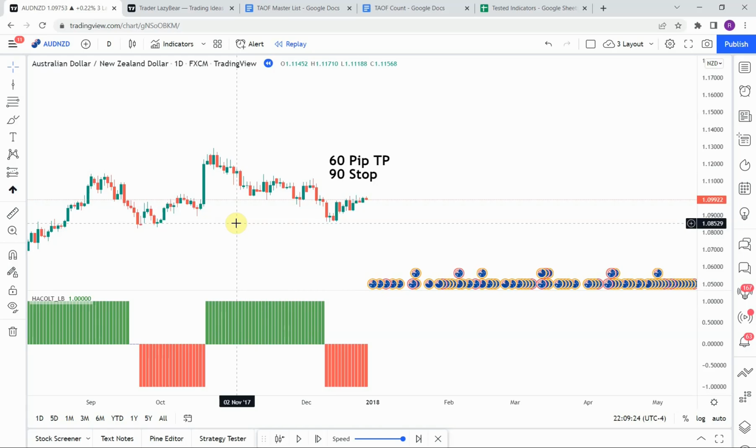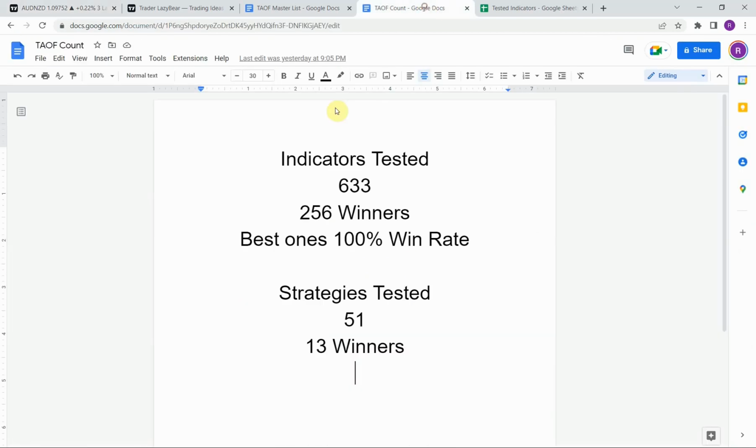Alright, as I said, today we will be testing the Heikin Ashi LongTerm Candlestick Oscillator. Before we do though, I wanted to put the testing scoreboard up for everyone to see.